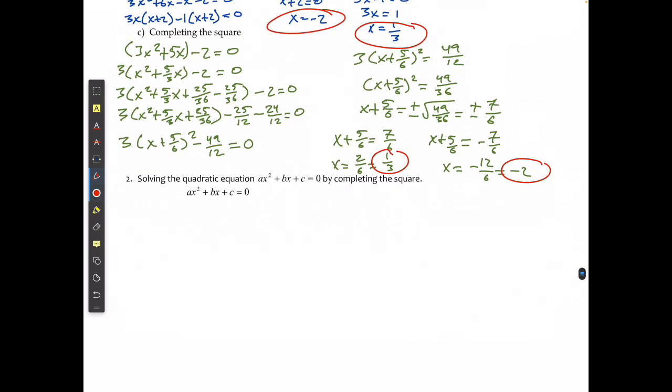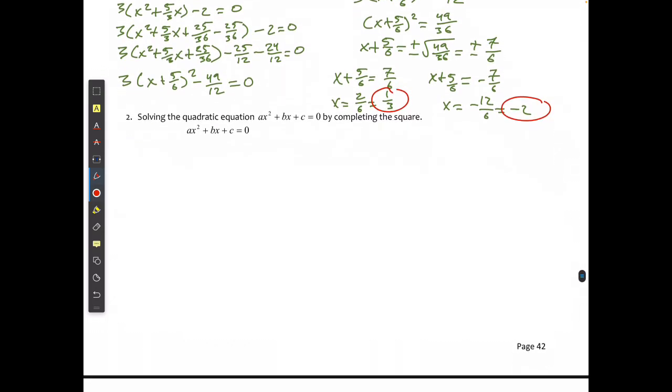Now, if I use completing the square, but I'm just doing it with variables, I can come up with a new formula that I can use, which just jumps past the steps of completing the square because it's already used the steps that I've already done.